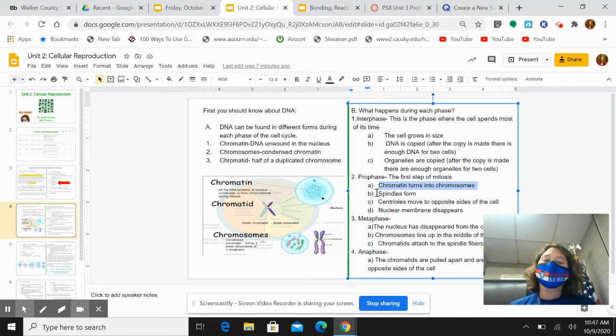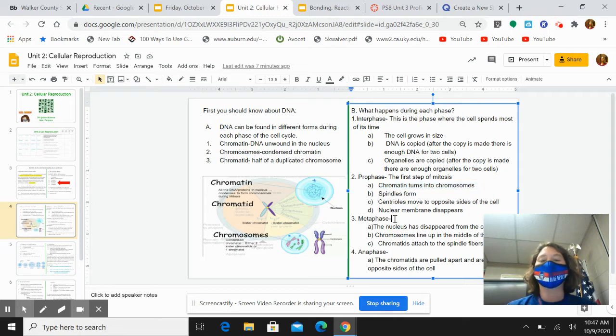So it's important to know in prophase the spindle fibers form. The centrioles move to opposite sides of the cell, and the nuclear membrane disappears. Highlight nuclear membrane disappears. That is the biggest visual symbol, that the chromatin turns into chromosomes and the nuclear membrane disappears when you're looking at a picture. Those are the two real easy things to pick out.